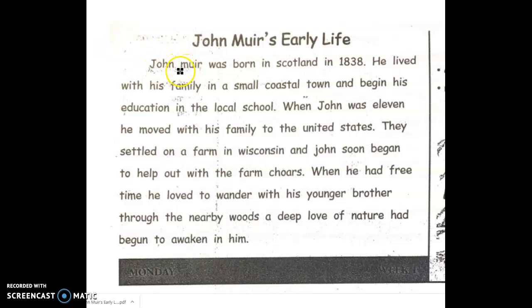John Muir is his name, so 3 lines here to show that should be capital. Scotland is the name of a town, a proper noun. 3 lines here to show that it should be capital. He lived with his family in a small coastal town and began his education in the local school. This doesn't sound right. It should be began. So I'm going to circle the word and I'm going to spell it correctly above it. B-E-G-A-N.